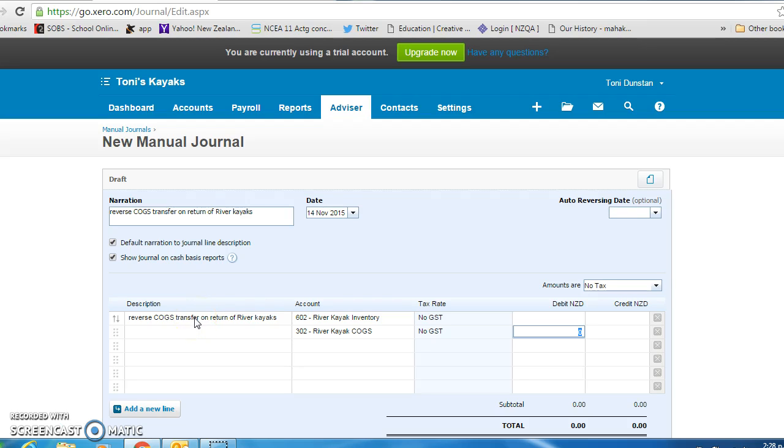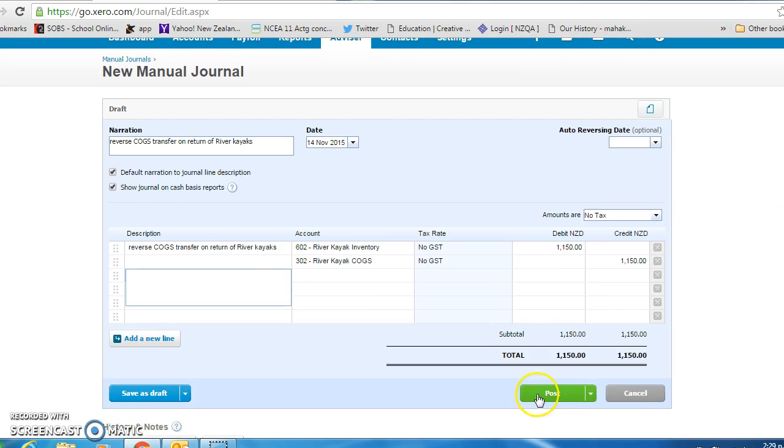The description will automatically come up, and the 2 accounts are the river kayak inventory and the river kayak cost of goods sold. Remembering, in this example, the customer is returning 2 kayaks, so we must times the cost price by 2, so that will be 1,150. This time we are debiting inventory because the customer has returned it to us, so it is coming back into inventory and it is being credited from cost of goods sold. The 2 sides balance, and we post.